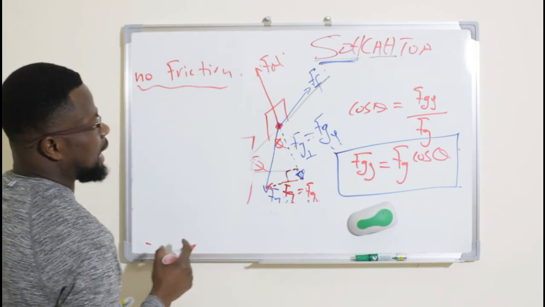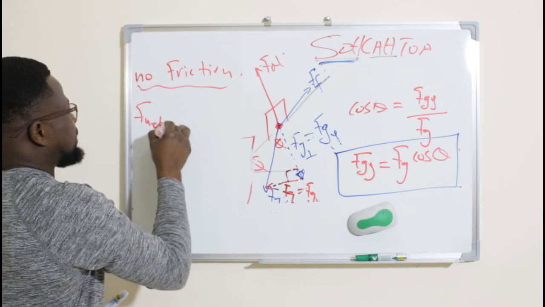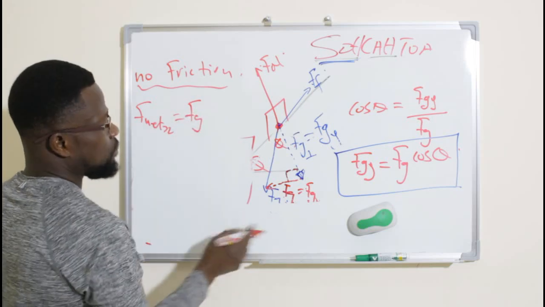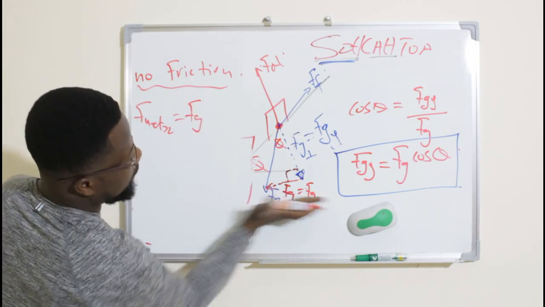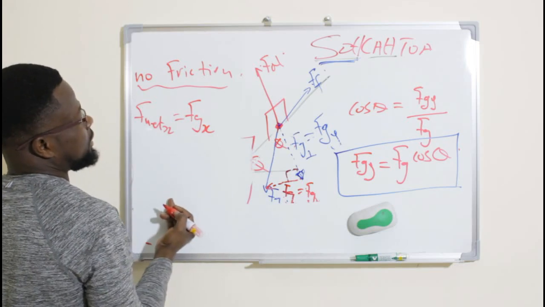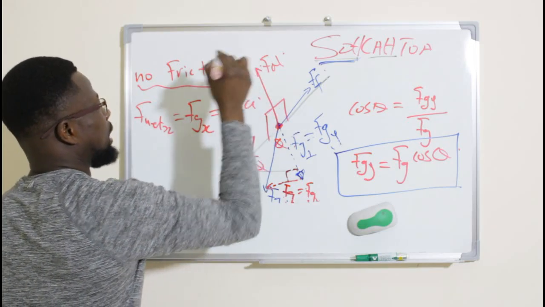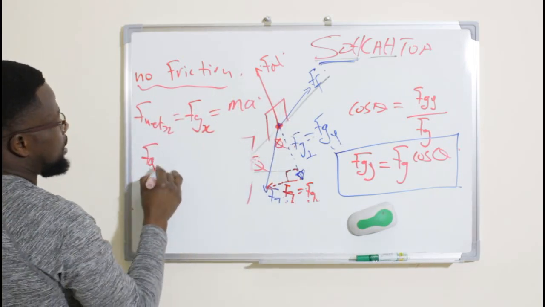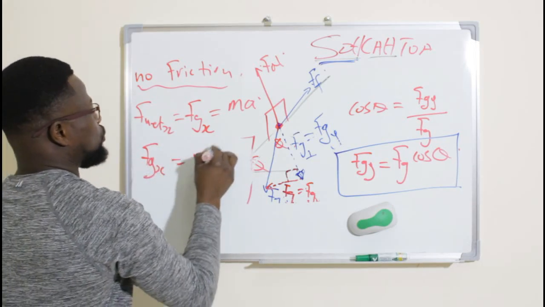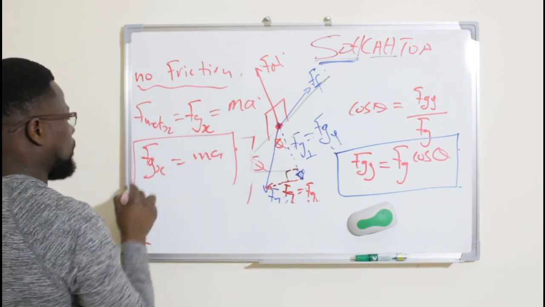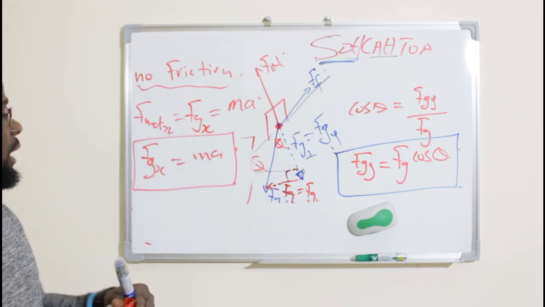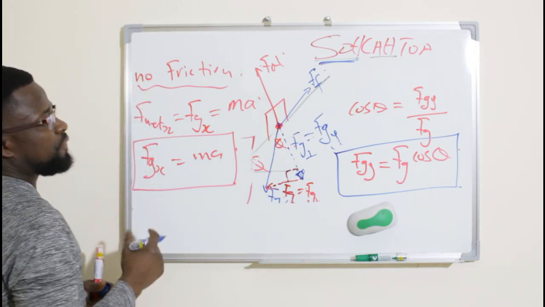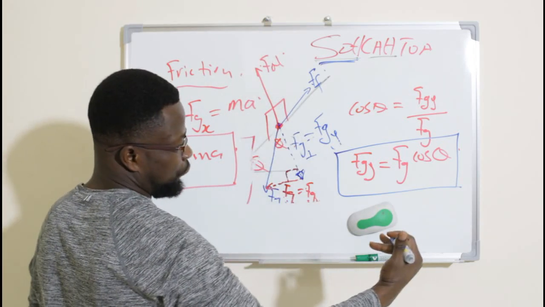So no friction means that I'm going to have my F net x equal to Fgx, and that is equal to ma. So this is true, which means that I can equally say my Fgx is now equal to my ma, and that becomes the net force in the x direction.